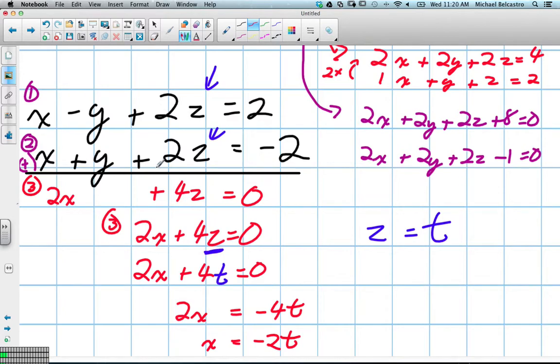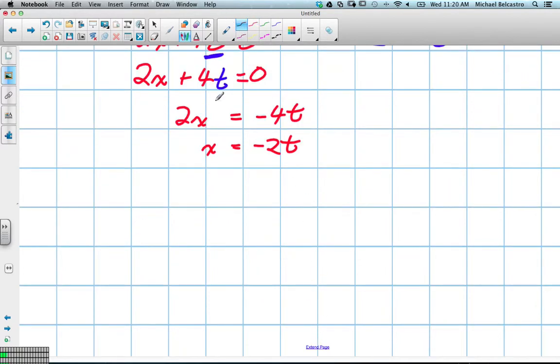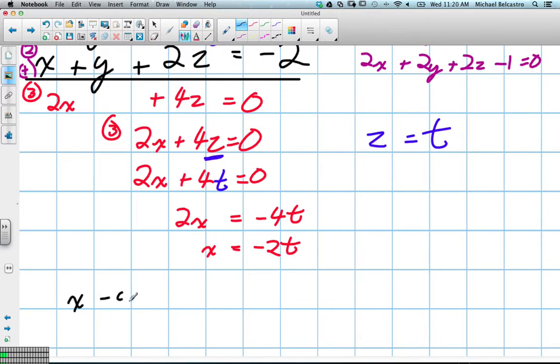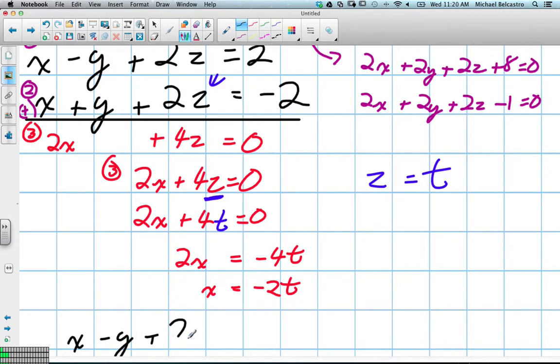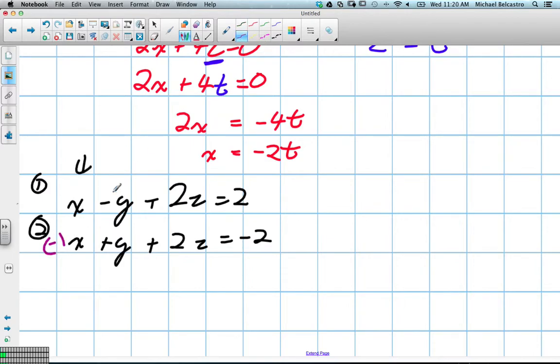So we're going to do the same process we did above for all of our other equations here. We'll take those first two equations again, which are x minus y plus 2z equals 2. So this is equation 1, x plus y plus 2z. So here's equation 1 and 2 again. This time what we'll do is eliminate the x from the equation. So we'll subtract these two.